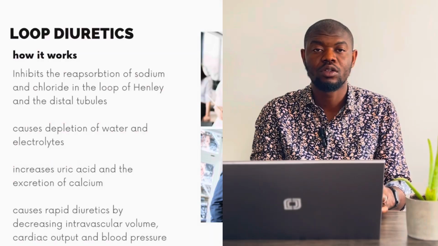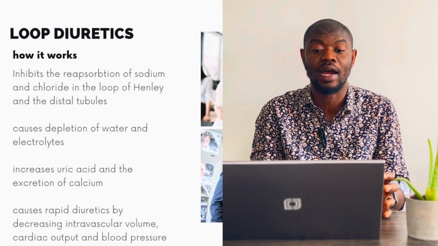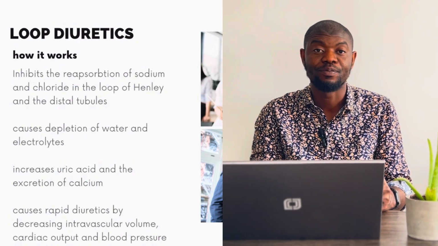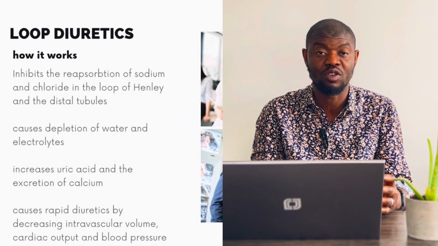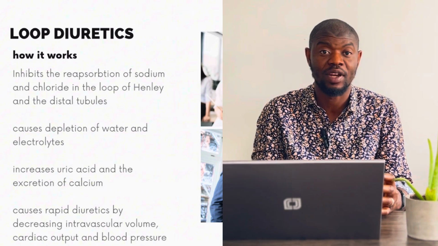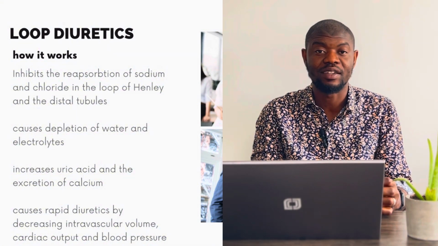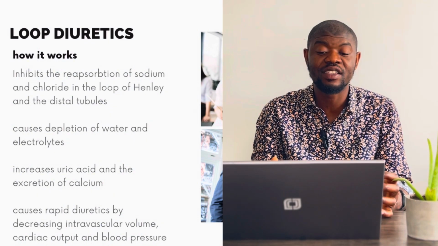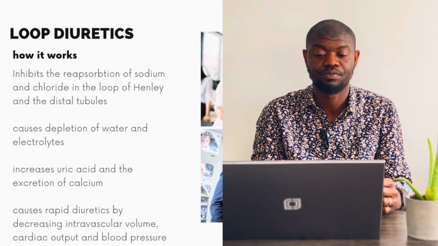Now let's look at how loop diuretics work. What loop diuretics do is that they inhibit the reabsorption of sodium and chloride in the loop of Henle and in the distal tubules. By so doing, it causes depletion of water and electrolytes. So literally, you are getting rid of water and electrolytes as a result of taking a loop diuretic. What it also does is that because it gets rid of water and some electrolytes, it increases your uric acid and also causes the excretion of calcium.